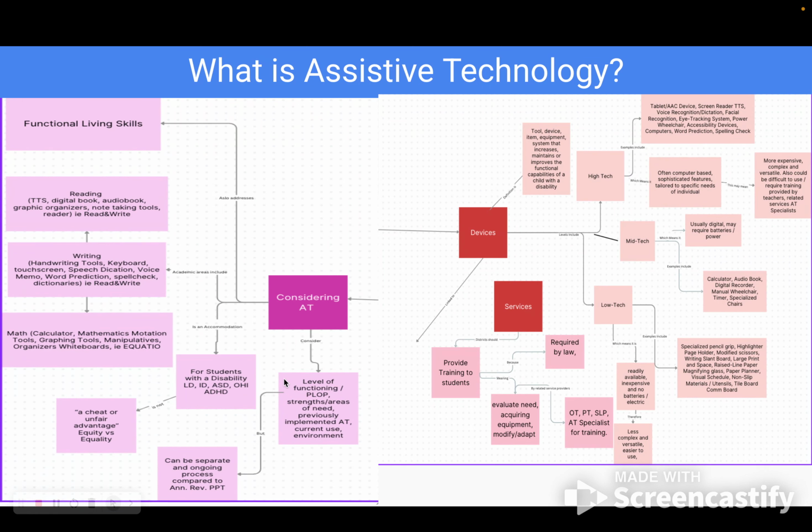When considering assistive technology, one should think of the student's current level of functioning, present level of performance, strengths and areas of need, previously implemented assistive technology, the current used tech, and the environment they use it in. But assistive technology is a separate and ongoing process that is constantly monitored and evaluated, compared to an annual review PPT and the whole program of the student's education.